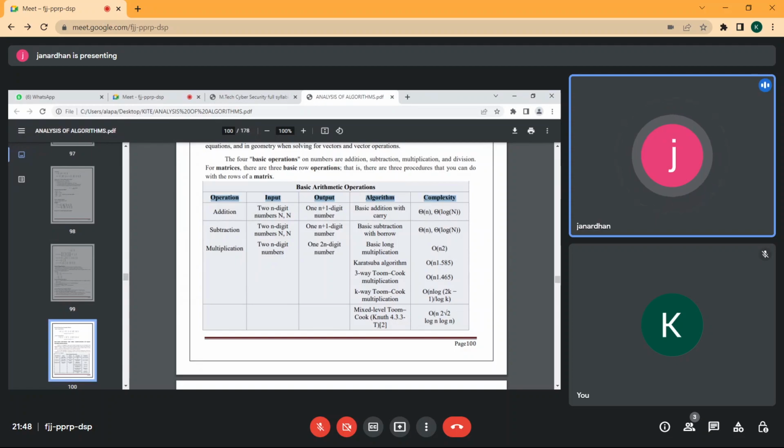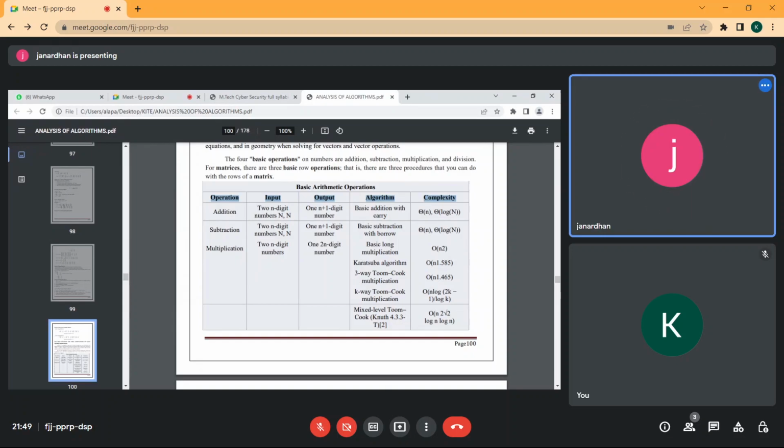Next one is the multiplication. In multiplication, the input is two n-digit numbers and the output is one 2n-digit number. Algorithms: the basic long multiplication algorithm, a three-way Toom-Cook multiplication algorithm, and a k-way Toom-Cook multiplication algorithm. The time complexity for the basic long multiplication is big O of n square.